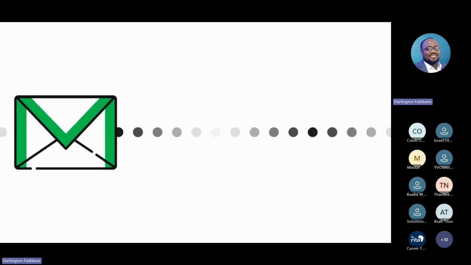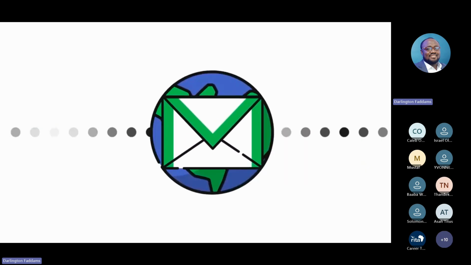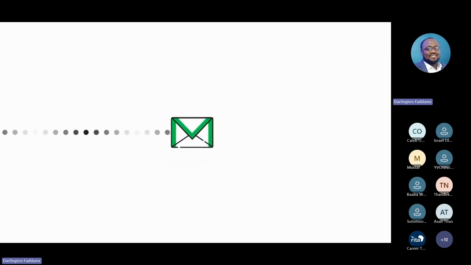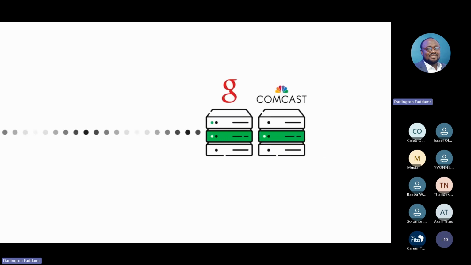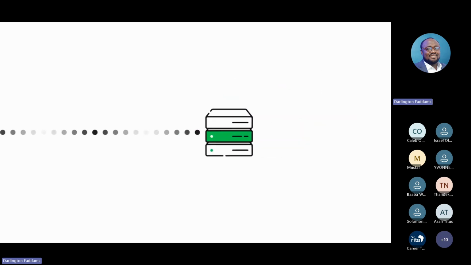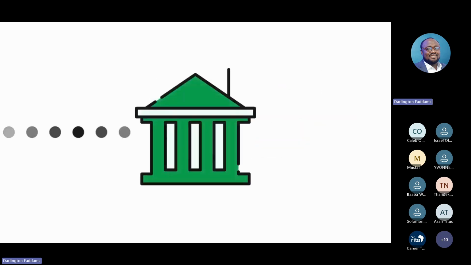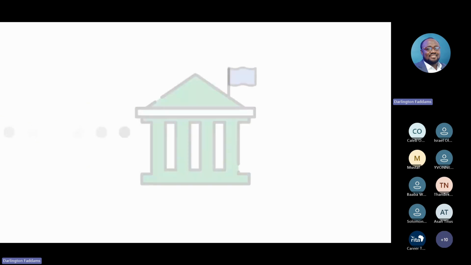All emails travel over the internet and are stored on email servers. An email server can belong to a webmail provider like Gmail, an internet service provider like Comcast, or a web hosting provider like GoDaddy. You can think of an email server like the post office, where your mail is collected and stored until it's delivered to you.